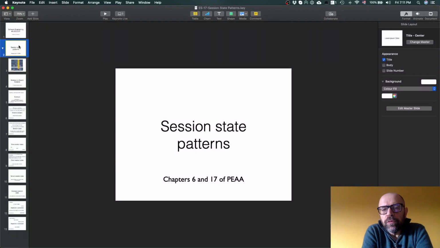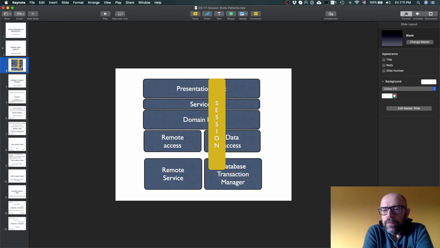Hello, now we are going to talk about the session state patterns of the enterprise application architecture patterns. And when we talk about session, we need to think about business transactions. So a business transaction comprises several system transactions. But in this case, we also consider that this business transaction includes several requests from the user.